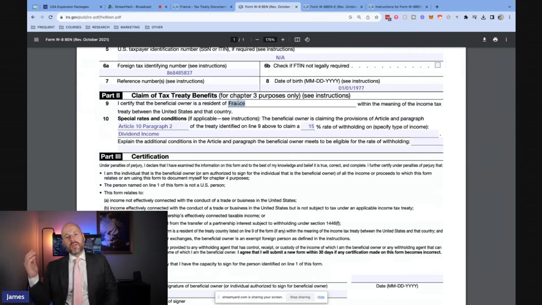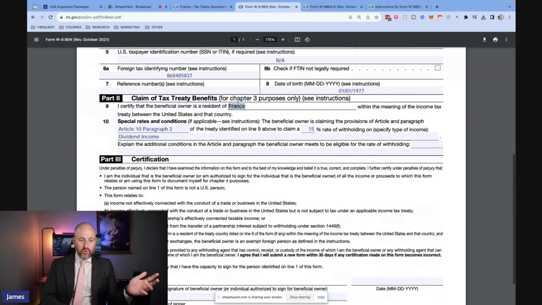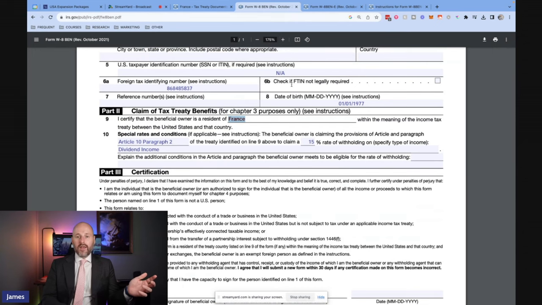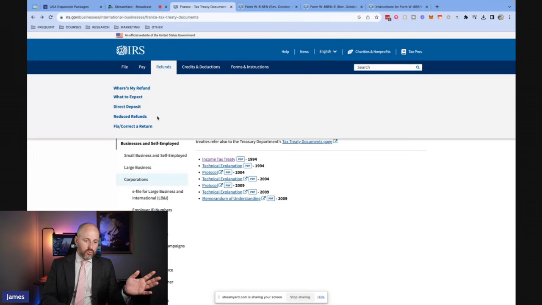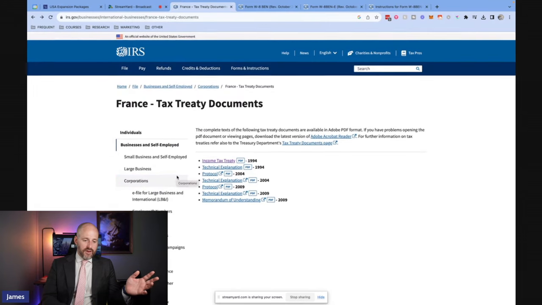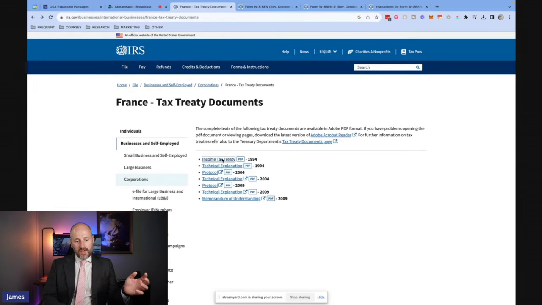Stock market using a brokerage account in your own name, or maybe in the LLC's name, they're going to withhold taxes on dividends. But if you live in France, you can use the tax treaty to claim an exemption on that. So what I would like to do is you Google search U.S. tax treaties. You can find France in here. You can go to the actual treaty.